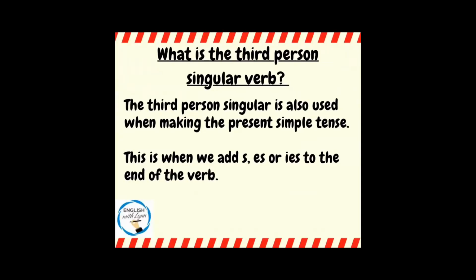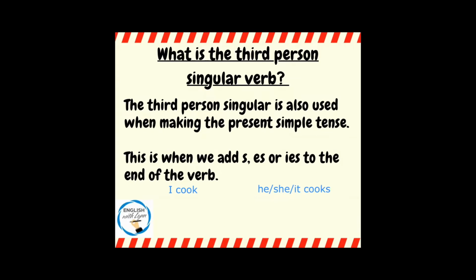Now let's look at third person singular verbs. These are very similar to base verbs. Third person singular is also used when making the present simple tense. It is when we add an s, es, or ies to the end of a verb. If I was using the base verb, I would say I cook. But if I am speaking in the third person, I would use the pronoun he, she, or it, and I would need to put an s onto the end of the verb. So I would have cooks. So he cooks, she cooks, or it cooks.